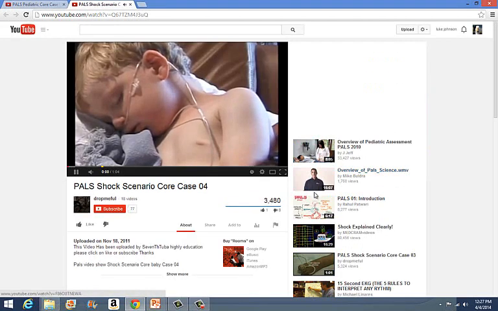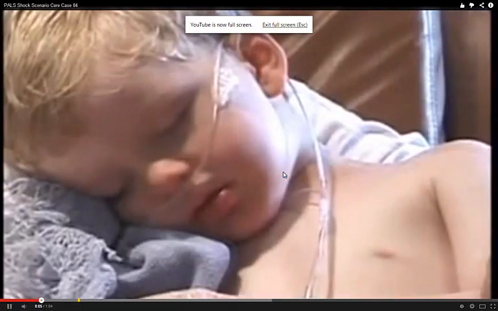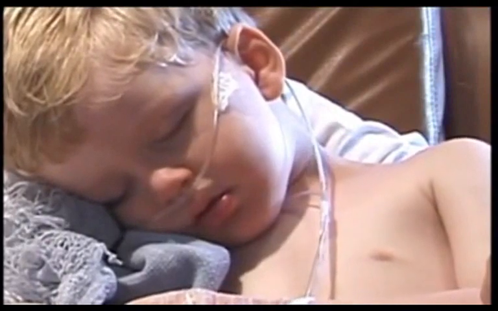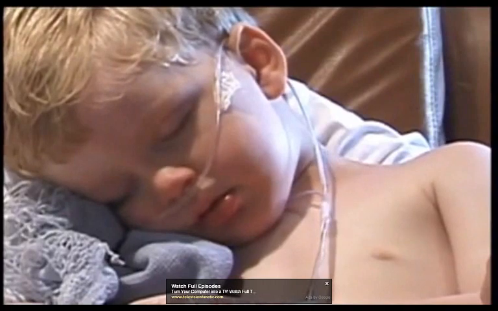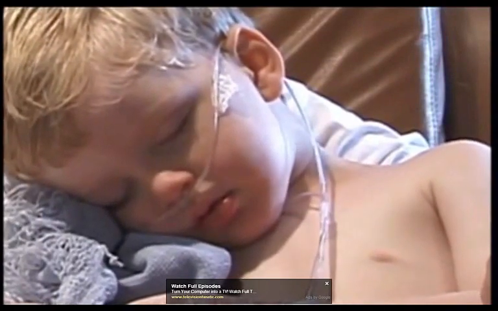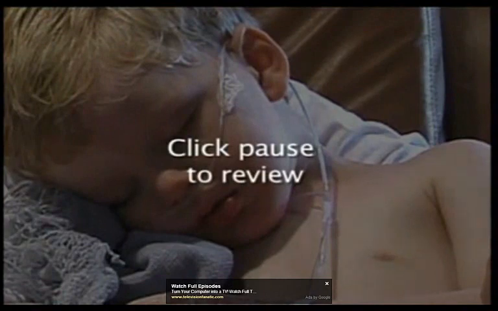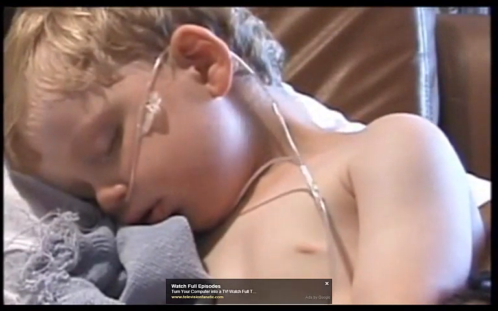We're going to watch another shock scenario case. This child has an abnormal appearance, an abnormal work of breathing, and abnormal circulation. Therefore, they are either in respiratory failure, cardiopulmonary failure, or uncompensated shock.